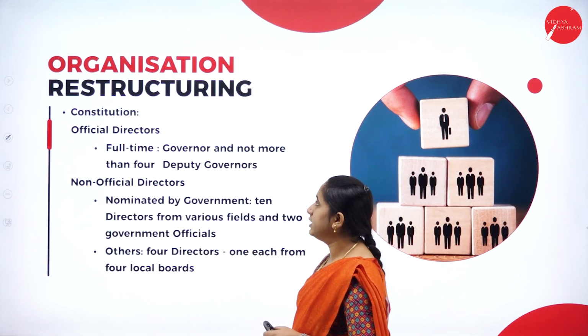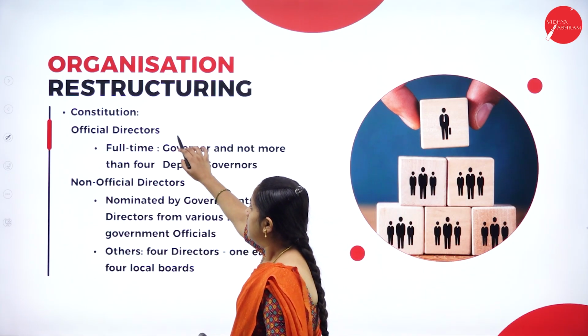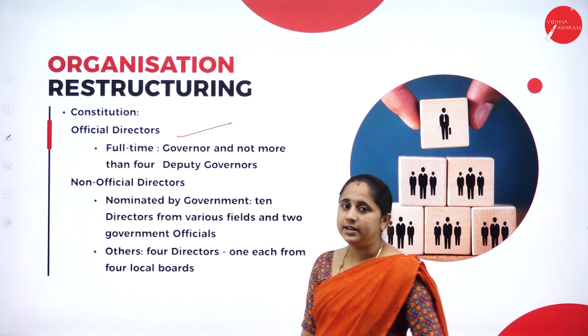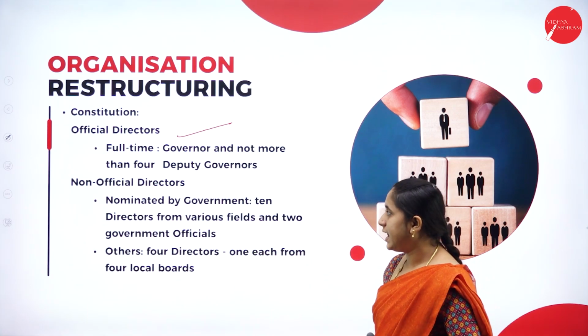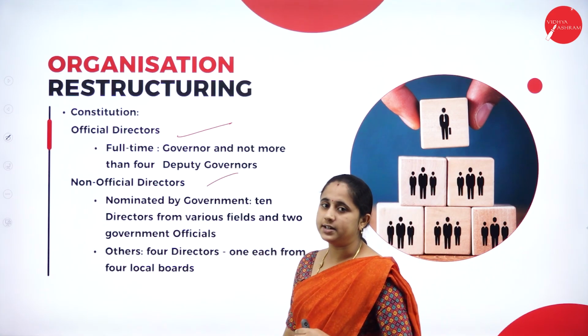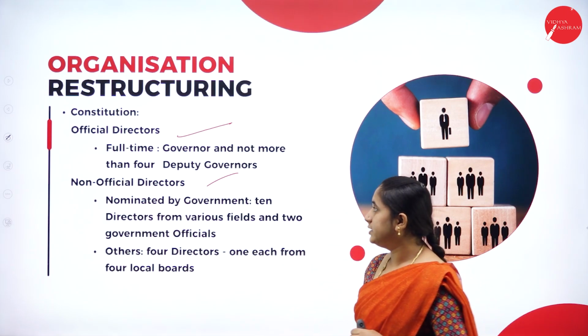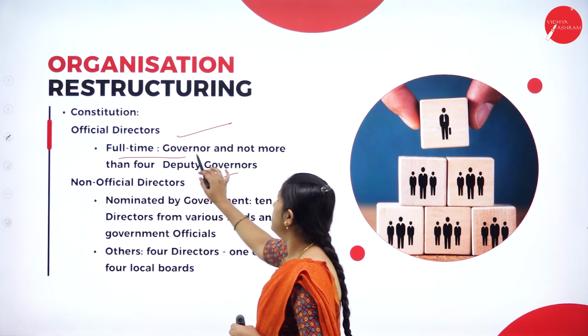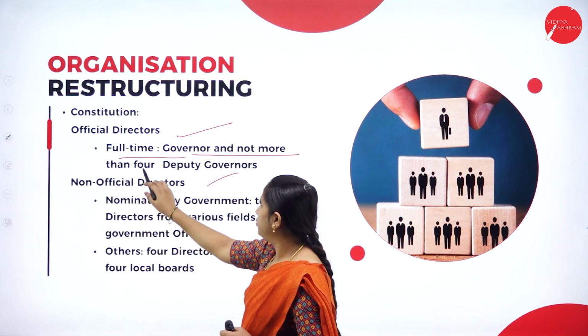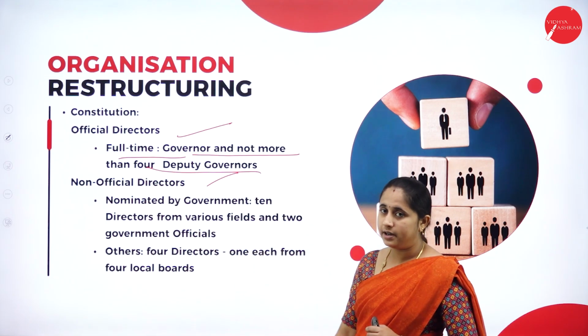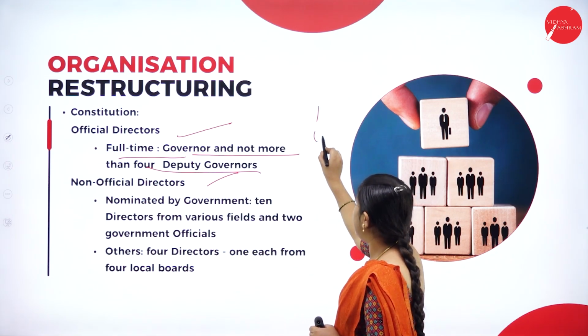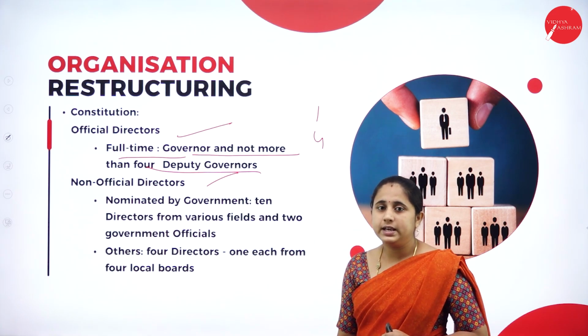Next, under the organizational restructuring, directors are classified as official directors and non-official directors. First is official directors. There we have a full-time governor and not more than 4 deputy governors. That means 1 governor and 4 deputy governors.